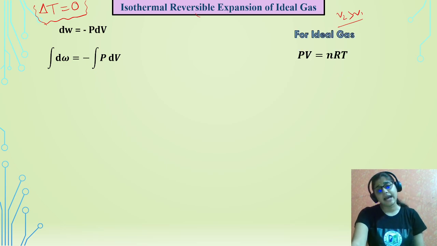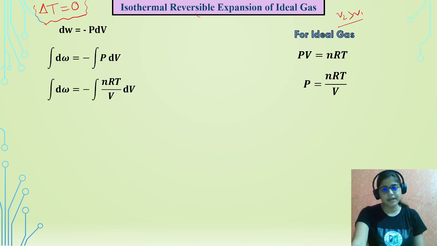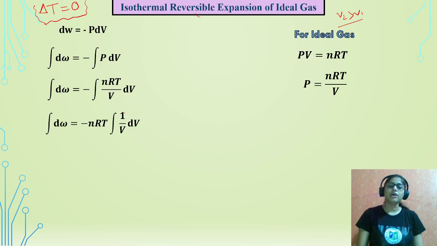So now for an ideal gas, we know PV equals nRT. So P will be equal to nRT by V. Fine. Put the value of P here. Now the constant terms can go out of the integration, right? Number of moles is obviously constant for a particular process. R is the universal gas constant, and as it is an isothermal process, T is constant, so it can go outside, and the rest of the terms are what we want to integrate.